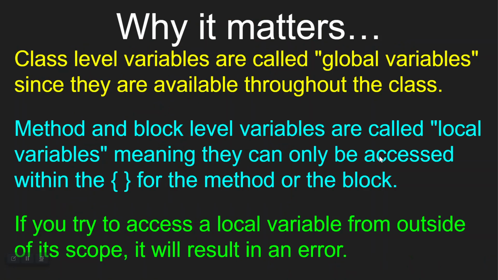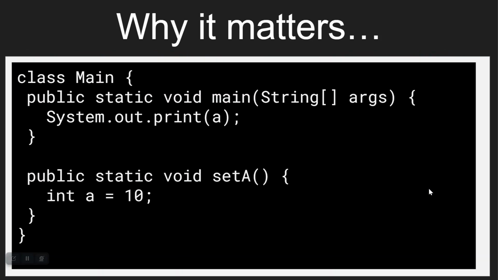All right, now why all of this matters? Well, let's see. Class level variables are called global variables since they are available throughout the entire class. Method and block level variables are called local variables, meaning they can only be accessed within the curly braces for the method or the block. And if you try to access a local variable from outside of its scope, it's going to result in an error. So that's why it really matters, just understanding, when you name variables certain things, where those names are actually allowed to be used.